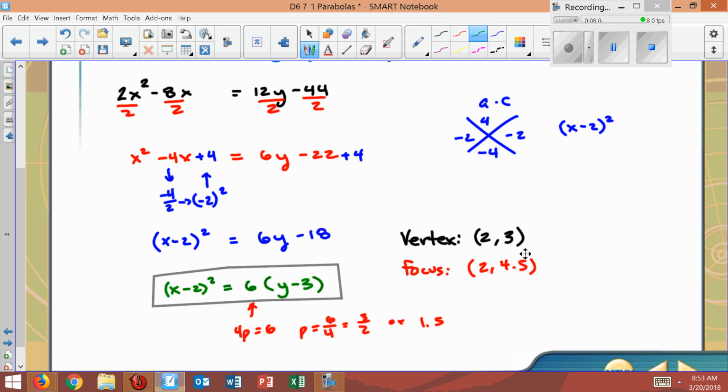And then I would go on to my axis of symmetry. That's the value that stays the same. Here it's the 2's, which are in the place of x, so it'd be x equals 2. And finally, my directrix. If this is x, the directrix will be y equals, and you do the opposite of the focus. So the focus added 1.5, so this time I subtract 1.5. 3 minus 1.5 is 1.5. And these would be my values there.